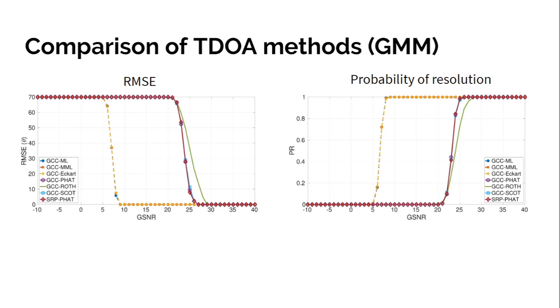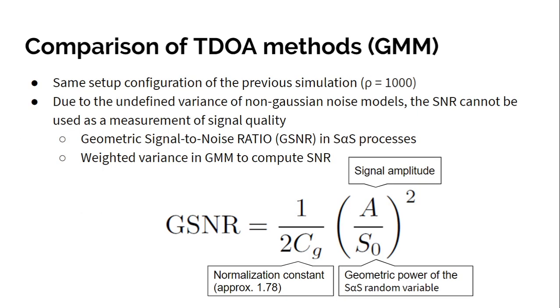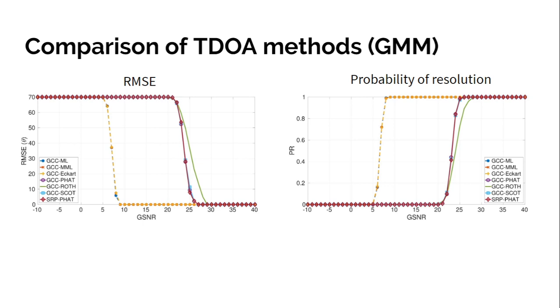So, for instance, all the other methods outside the best ones, and GCC Roth, they just appear to converge at a GSNR close to 25 or something. So those are some of the conclusions we get. This is interesting because this is actually a highly impulsive channel. The rho here is close to 1,000, so that's pretty high already.